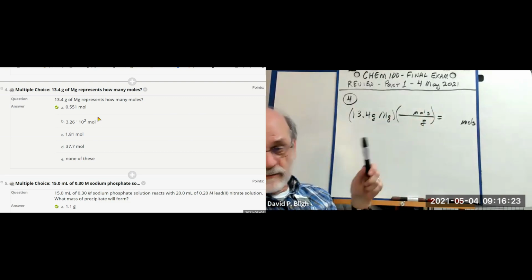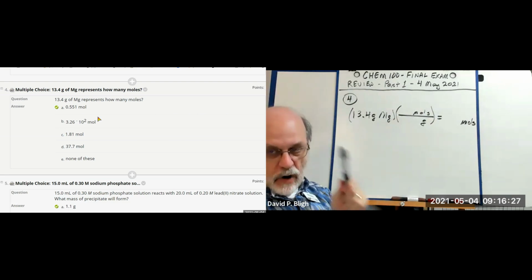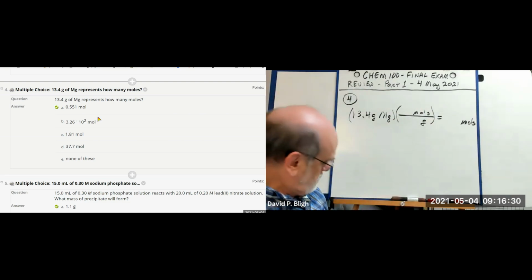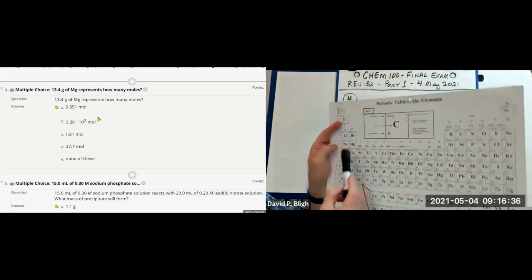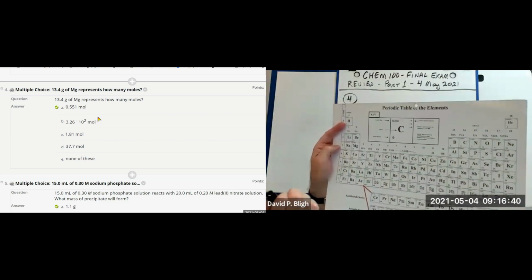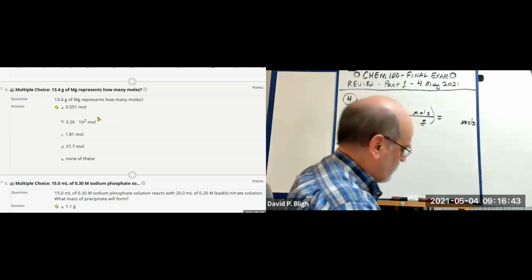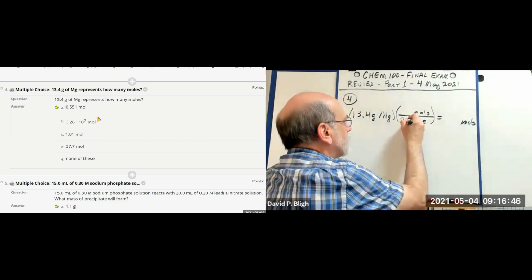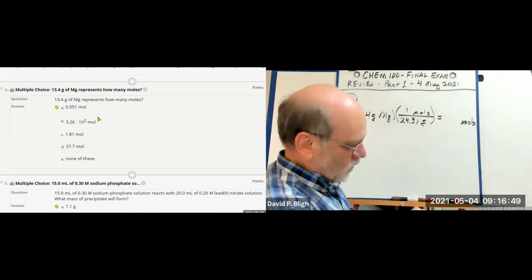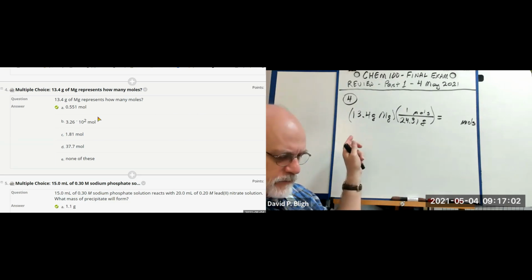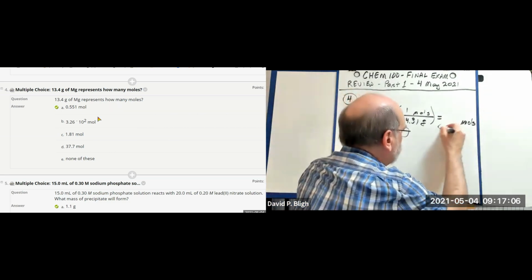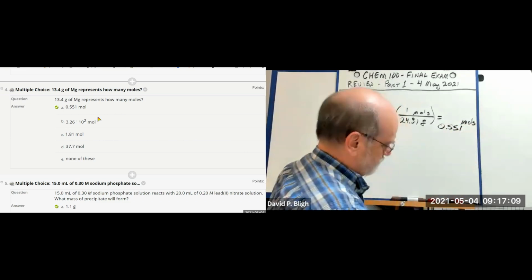And remember, whenever you see grams and moles as a quotient like that, that's molar mass. So the molar mass of magnesium, let's get my periodic table here. Magnesium, we know where magnesium is, it's right over here. 24.31 grams per mole. So I divide 13.4 by 24.31. And I get 0.551, 0.551 moles.